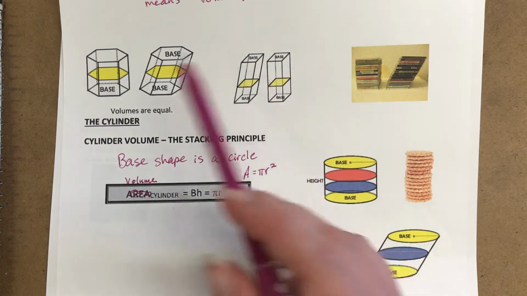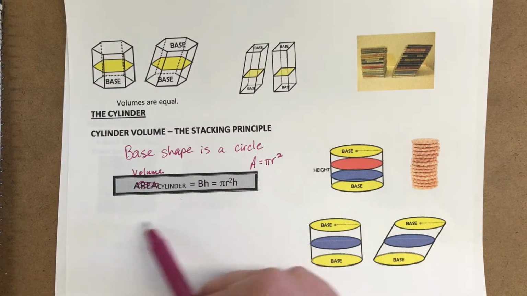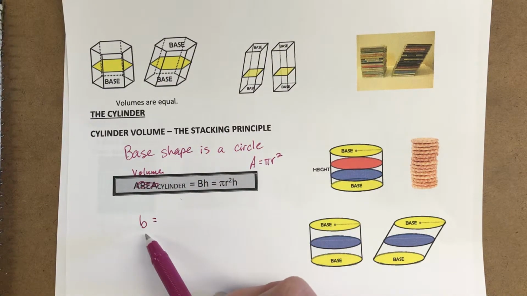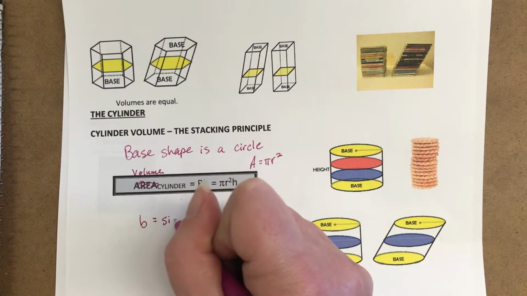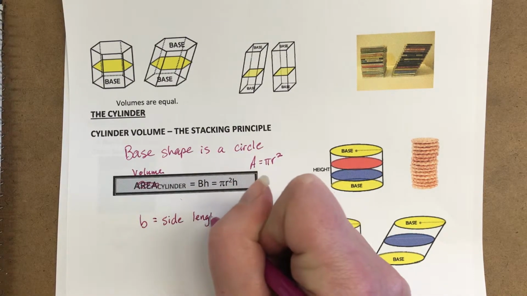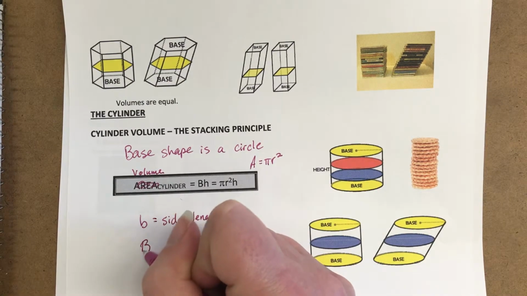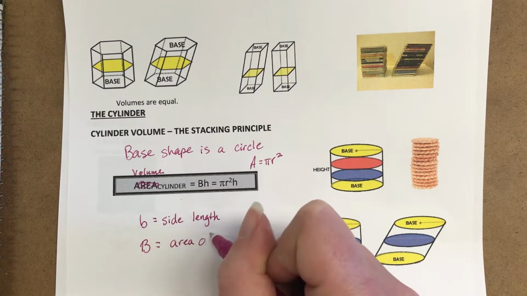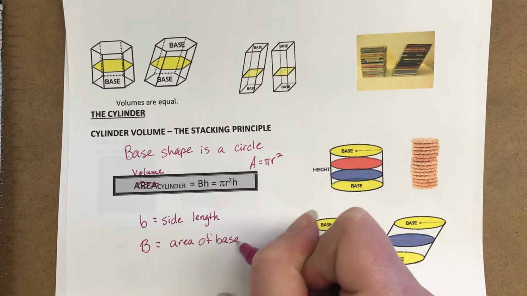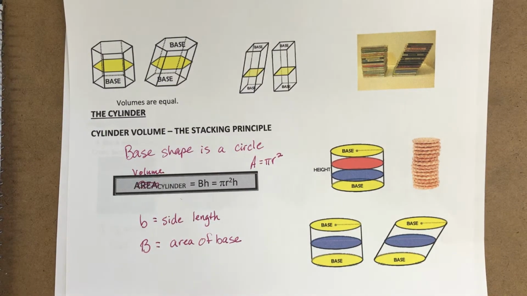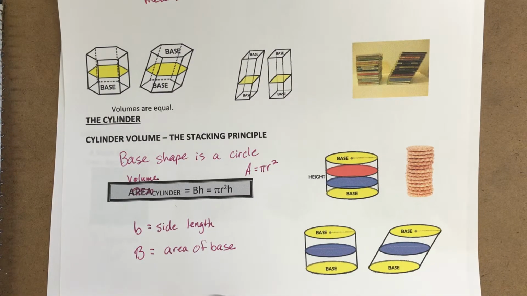So one thing I want to talk about is typically in formulas, if we use a lowercase letter, that usually means a length. So if I use a lowercase b, we're talking about the side length. If I use a capital B, this is where I'm talking about area, specifically the area of a base. Just so we know the difference between a lowercase b and an uppercase B when we're looking at the formulas on the wall and in our notes.